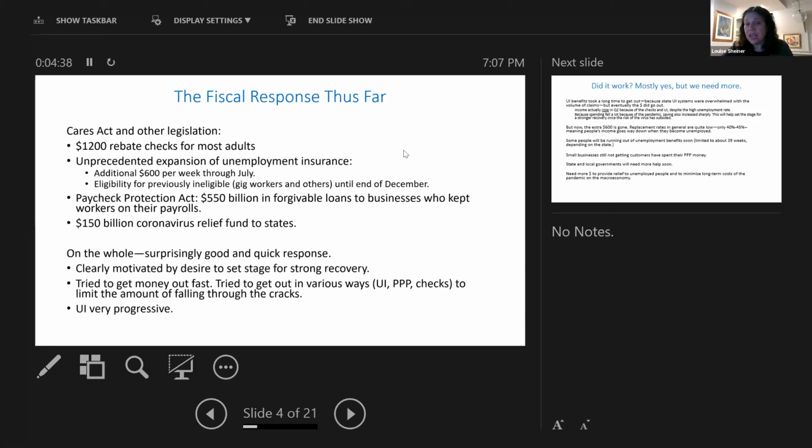They did the Paycheck Protection Program, which is $550 billion in forgivable loans, basically grants to businesses who kept workers on their payrolls. And they provided $150 billion in relief funds to states, actually a little bit more because they also had some targeted funds for transit and for K-12 education. On the whole, what was passed in the spring was, I think, a surprisingly good and very quick response. It was clearly motivated by that desire to set the stage for the strong recovery. It tried to get money out fast, and it tried to get it out in lots of different ways. It sort of attacked the problem from all kinds of directions.